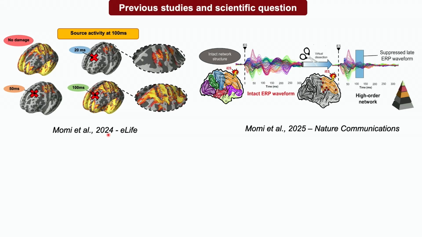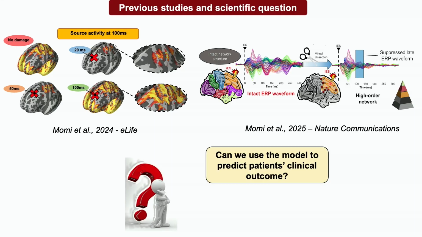In previous work, we have shown how we can use this whole brain model of brain stimulation to predict whether a given evoked potential is due to a local echo or a network reverberation. We also demonstrated how different networks have different strategies for receiving, integrating, and sending information across the brain. The question in this study is: can we use the model to predict patients that respond and don't respond to the treatment?